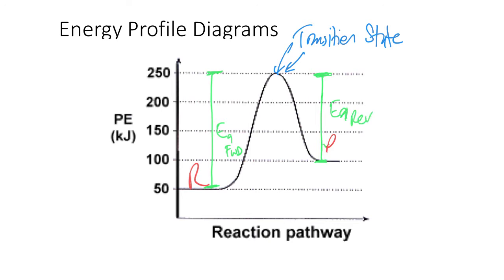And then finally, the delta H will be from the products to the reactants, or the difference between those two. So that's the delta H. So that's how you label an energy profile diagram. Let's move on.